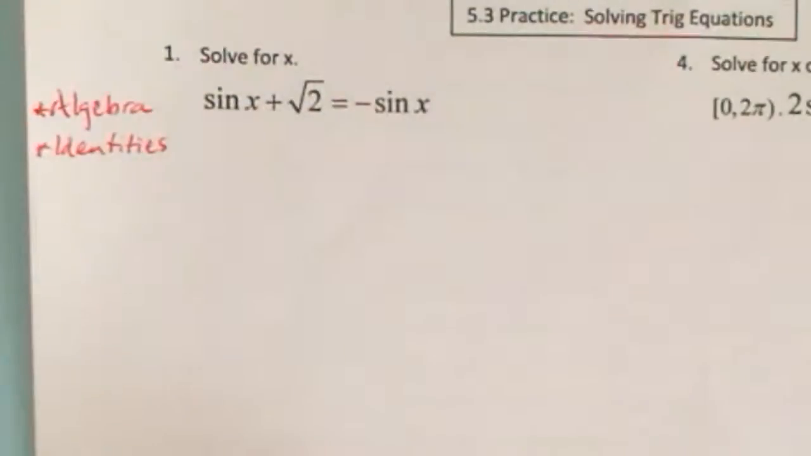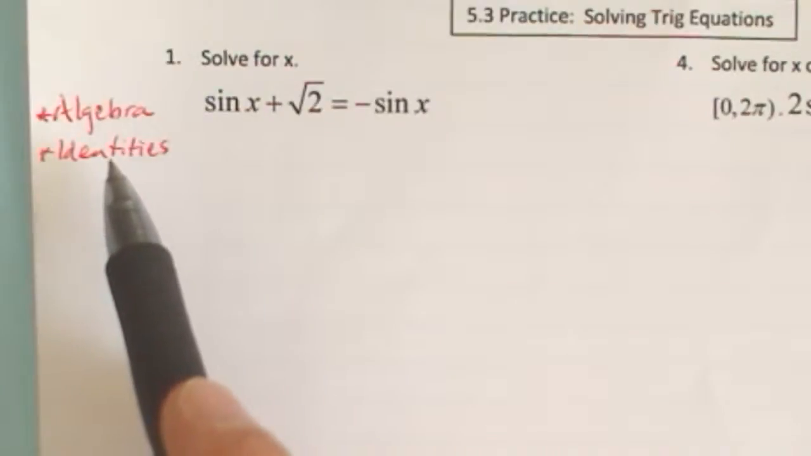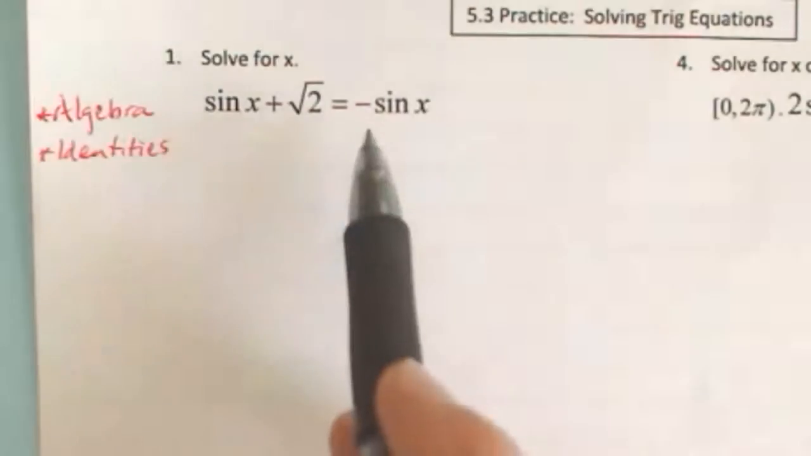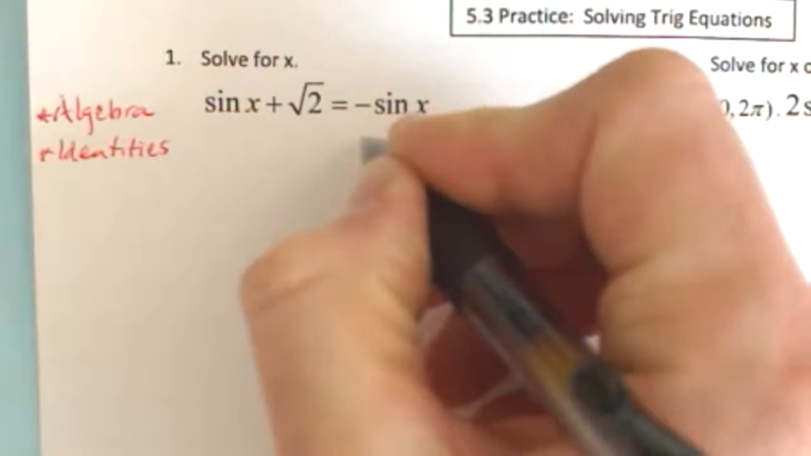Alright, what we're going to do is solve this equation for x. Remember, we're going to use our properties of solving that we've used in algebra, and we're also going to incorporate the trig identities that we've been using in different places as well. So I'm going to move this sine of x over to the left side by adding it. So I'm going to add sine of x to both sides.